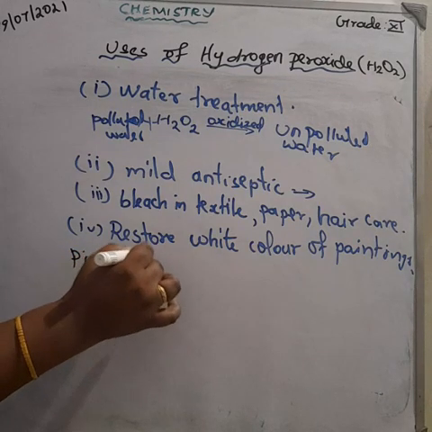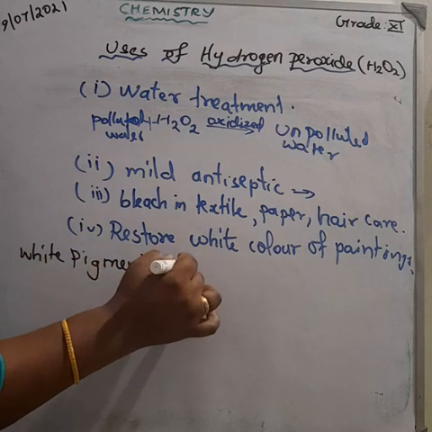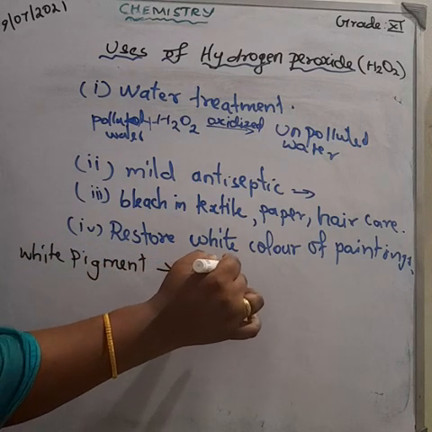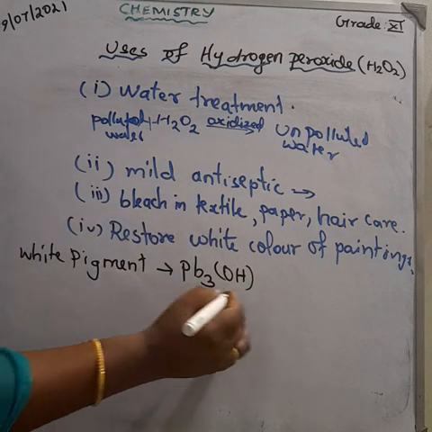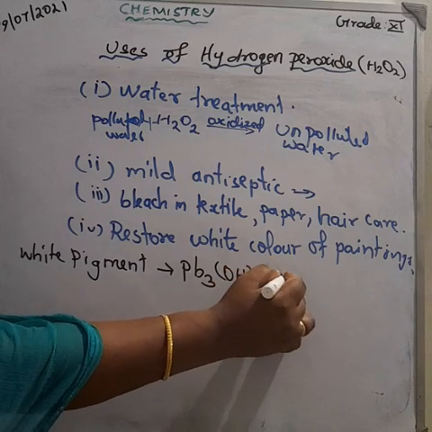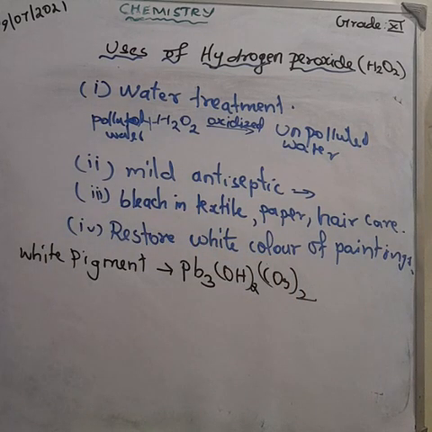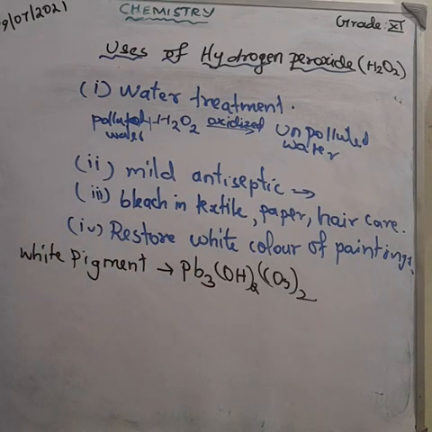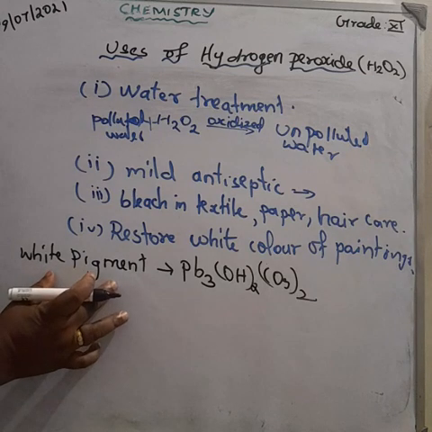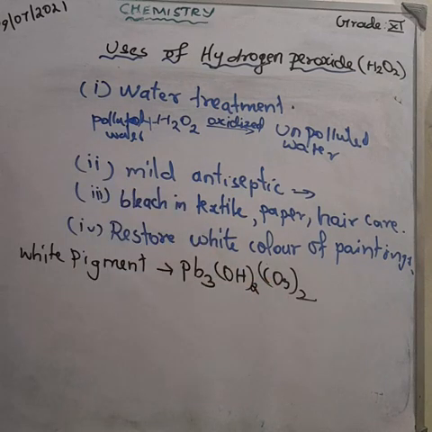Pb3(OH)2(CO3)2. What is the name of this compound? Lead carbonate hydroxide. This is one of the white pigments, contained in the paint. When we apply paint on the wall, the paint contains this white pigment, lead carbonate hydroxide.